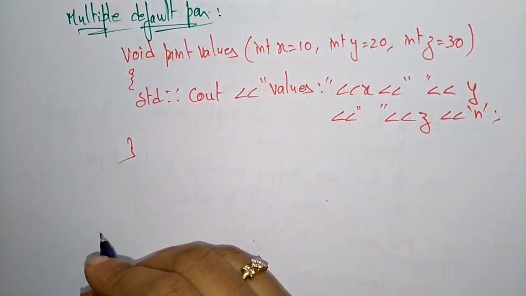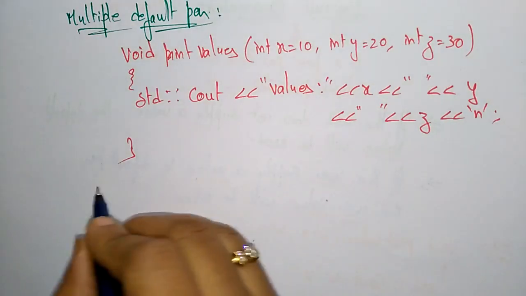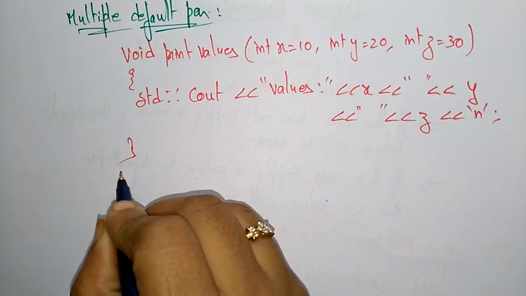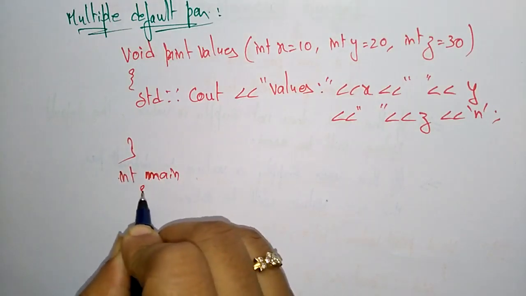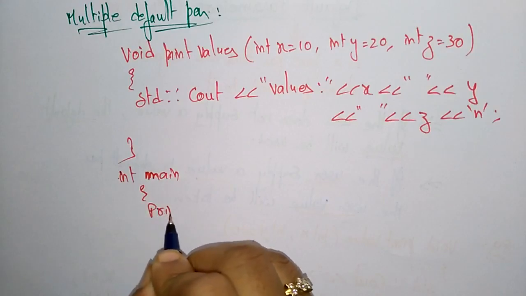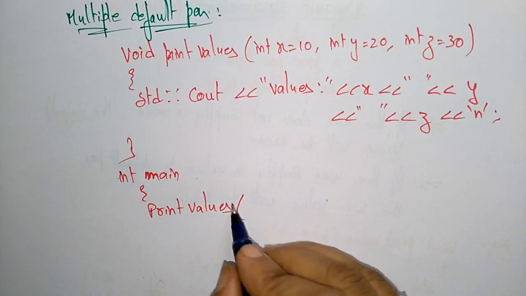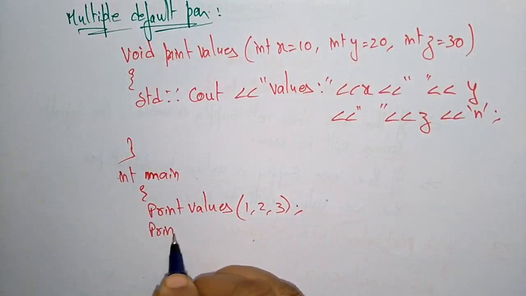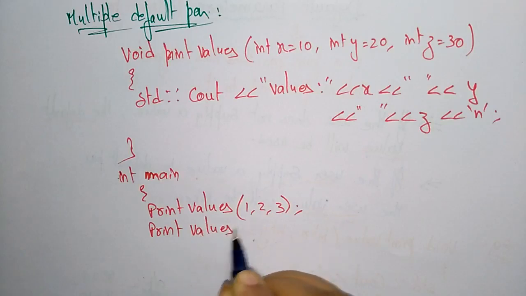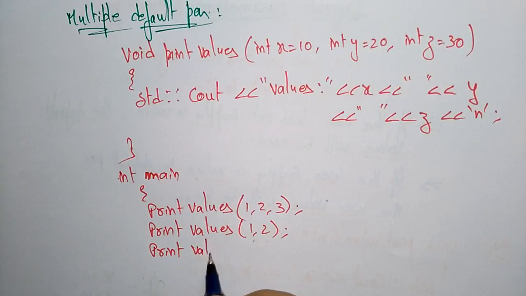Now coming to the main program. In the main program, we are just giving function calls. I'm not writing the void main and everything. Let us take int main. Now I am calling the function print values. Here I am supplying the user values 1, 2, 3. Again print values, now I am giving 1, 2. Print values, 1.